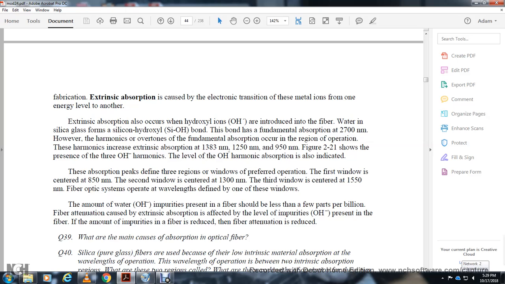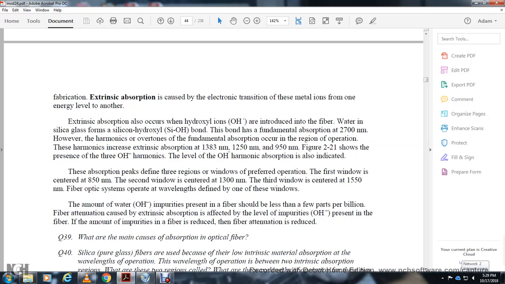hydroxyl ions introduced into the fiber from water in silica glass, the silicon-hydroxide bond. The bond has a fundamental absorption of 2700 nanometers, with harmonic overtones. The fundamental absorption does not occur in the region of operation, but the harmonics increase the extrinsic absorption at 1383 nanometers, 1250 nanometers, and 950 nanometers. Figure 2.21 shows the presence of the three silicon hydroxyl ion harmonics. The level of the hydroxyl ion absorption is also indicated.